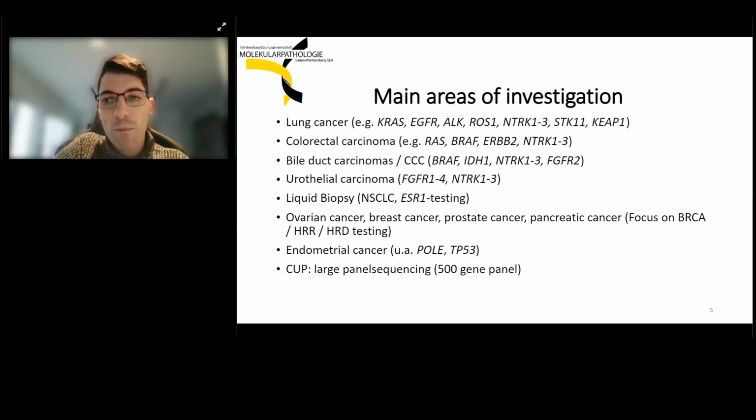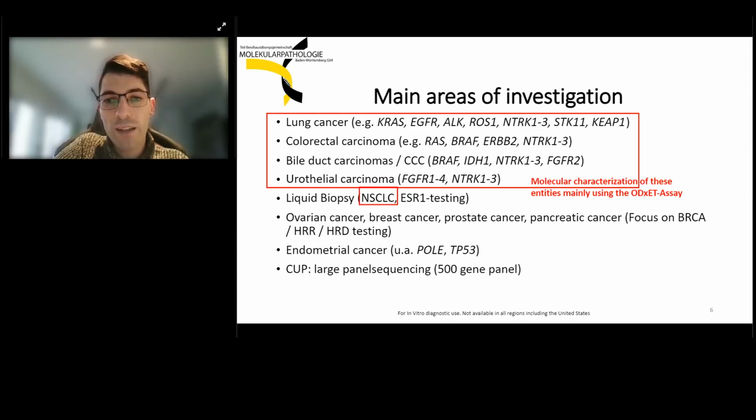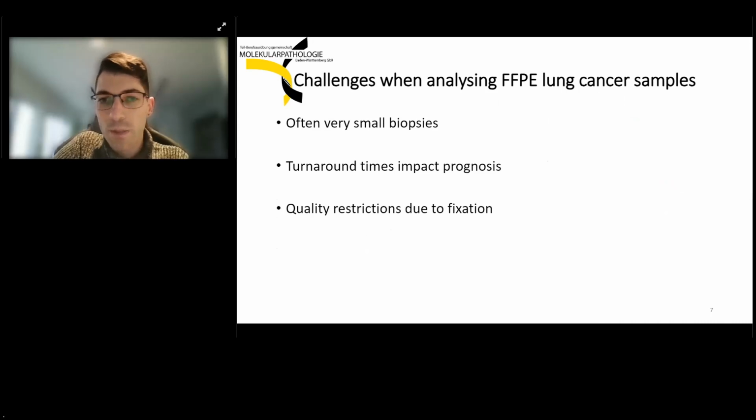The scope of application of the OncoMine-Dx Express test assay in our institution mainly comprises the entities which are outlined here in red, and one of the largest areas of application for the OncoMine-Dx Express test in our lab is lung cancer samples, which are the focus of this presentation. So as I said, I will focus on lung cancer samples.